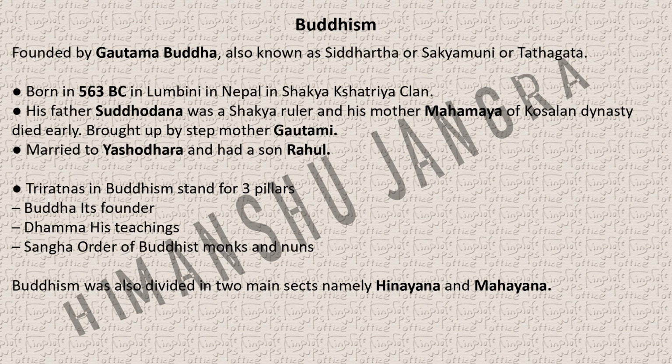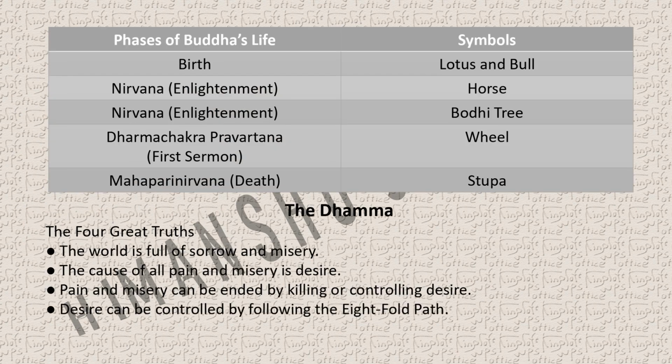Triratnas in Buddhism stand for three pillars. Buddha, its founder. Dhamma, his teachings. Sangha, the order of Buddhist monks and nuns. Buddhism was also divided into two main sects, namely Hinayana and Mahayana. Phases of Buddha's life and symbols. Birth, lotus and bull. Renunciation, horse. Nirvana, enlightenment, Bodhi tree. Dharmachakra pravartana, first sermon, wheel. Mahaparinirvana, death, stupa.